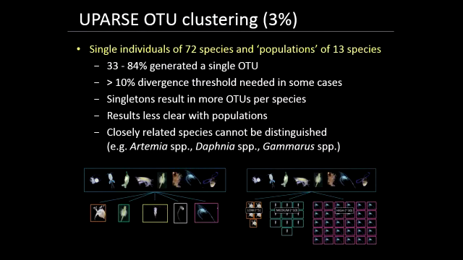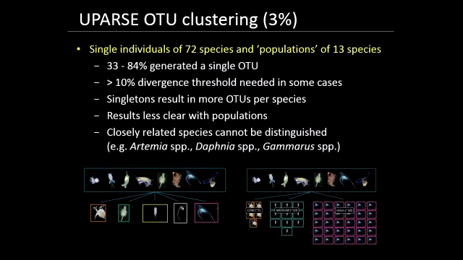We analysed the data using UPass, which is a relatively recently developed algorithm, and the default threshold that it uses is 3%, so we started by analysing the data that way. Just to summarise what we had: single individuals of 72 different species and populations of 13 species, and we found that between 33 and 84% of those individuals or populations generated a single OTU. So you could argue in the majority of cases there was a good correspondence, but in some cases we had to use more than a 10% divergence threshold to get a single OTU.